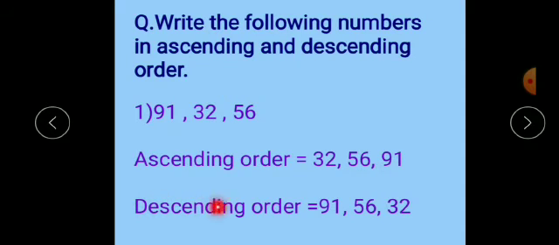Then descending order. In descending order, we write the numbers from bigger to smaller. Now among 91, 32 and 56, 91 is the bigger number, after that 56 and after that 32. So descending order is 91, 56, 32.